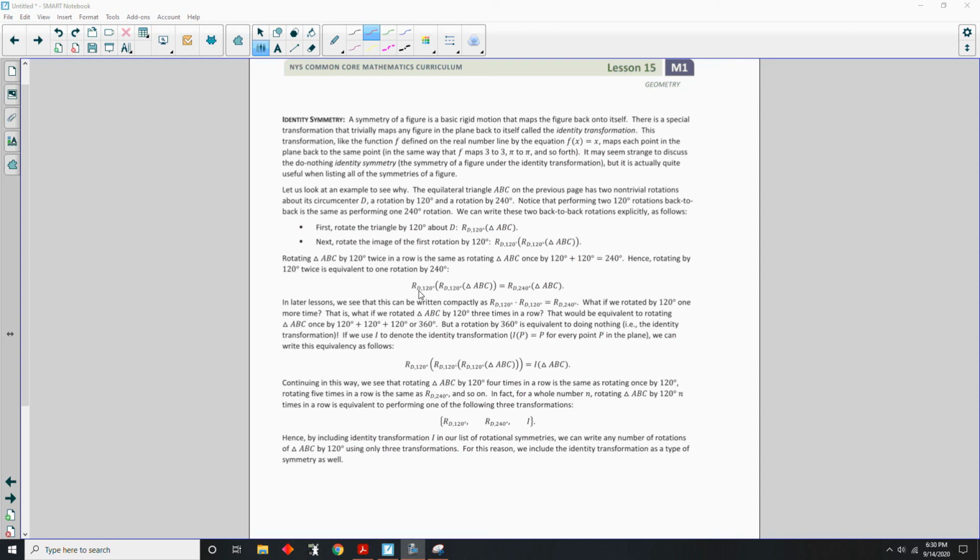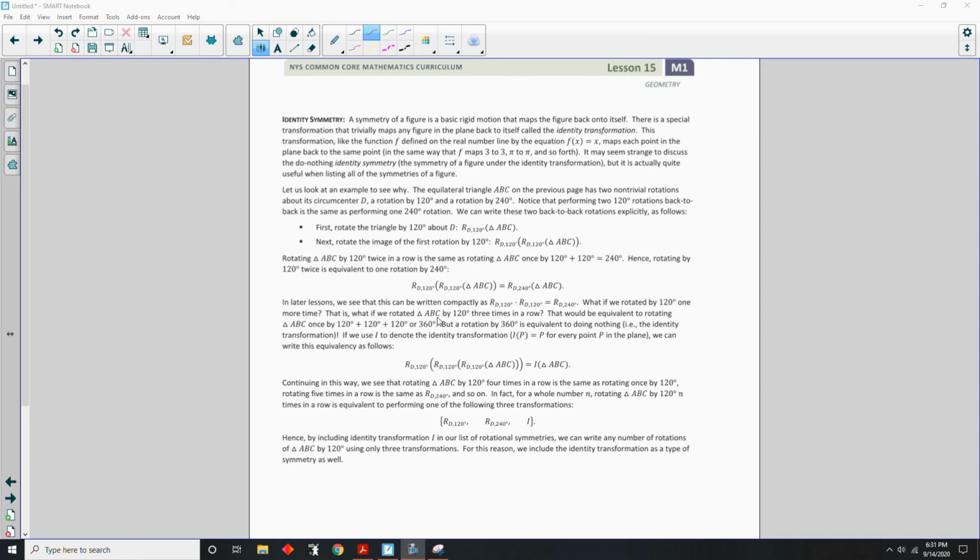So rotate about D 120, the triangle ABC that was already rotated 120 degrees around D, is triangle ABC rotated around D 240 degrees. In later lessons, we say that this can be written compactly as R D120 times R D120 equals R D240. What if we rotated by 120 one more time?